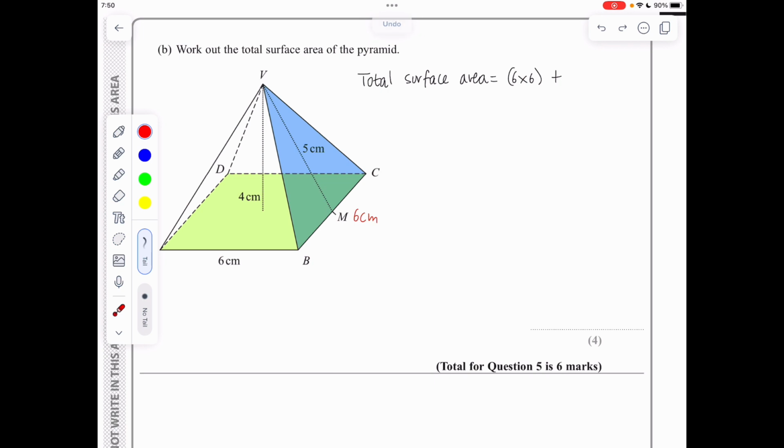Each of these triangles, it's an isosceles triangle with a base of 6 centimeters and a height of 5 centimeters, and therefore to find the total surface area because of these 4 triangles, I will be having 4 times base times height over 2, so 6 times 5 over 2. Now the 6 with the 5 simplified to leave me with a 3, and therefore we've got 36 plus 4 times 15. This is 36 plus 60, which turns out to be 96 square centimeters.